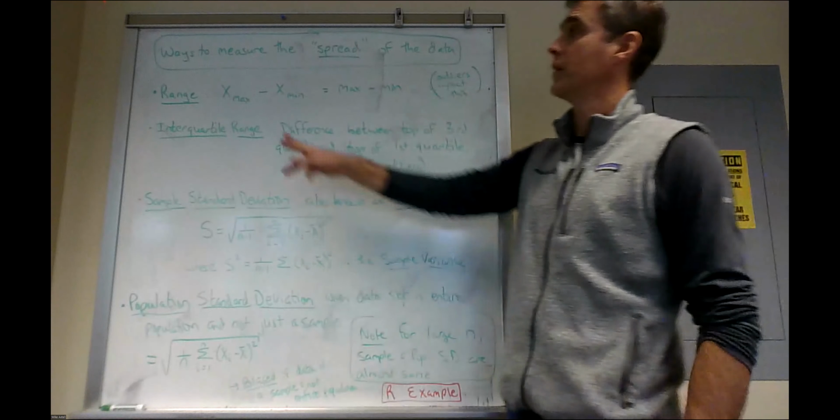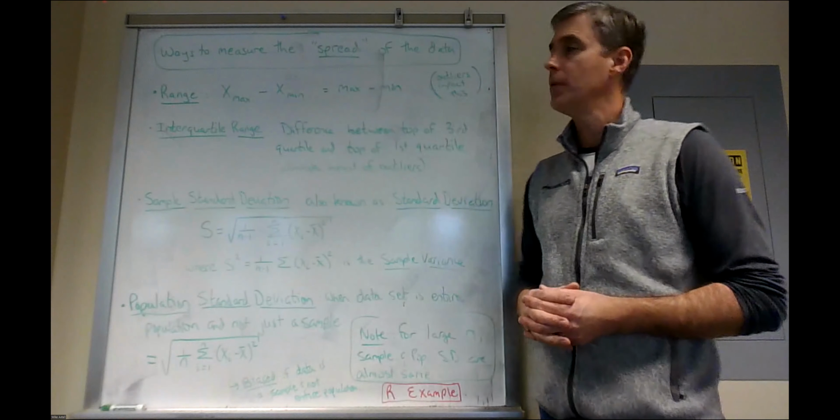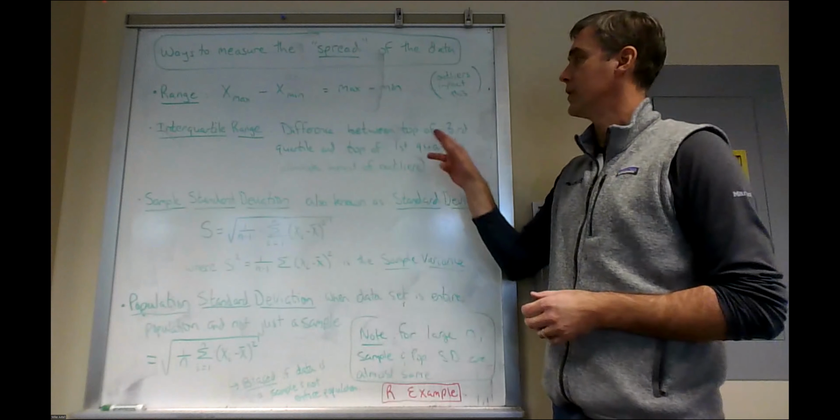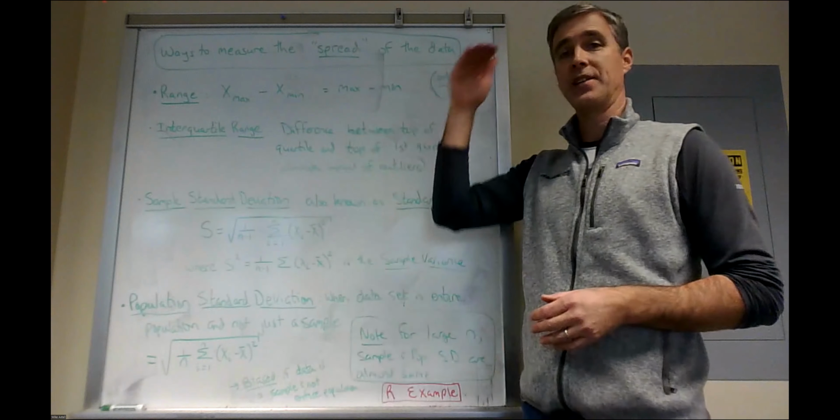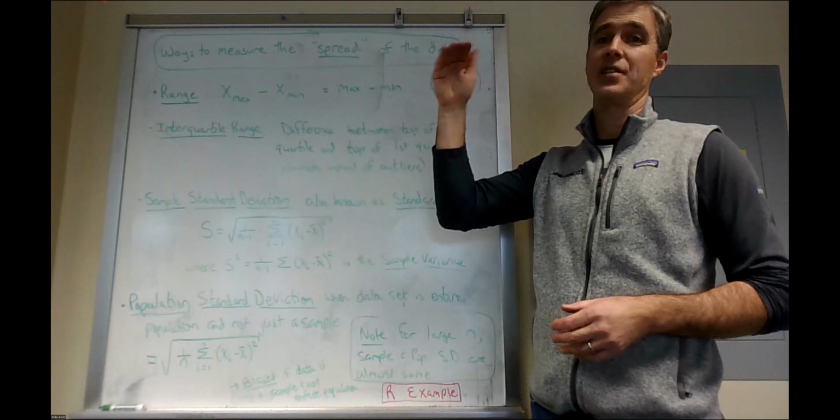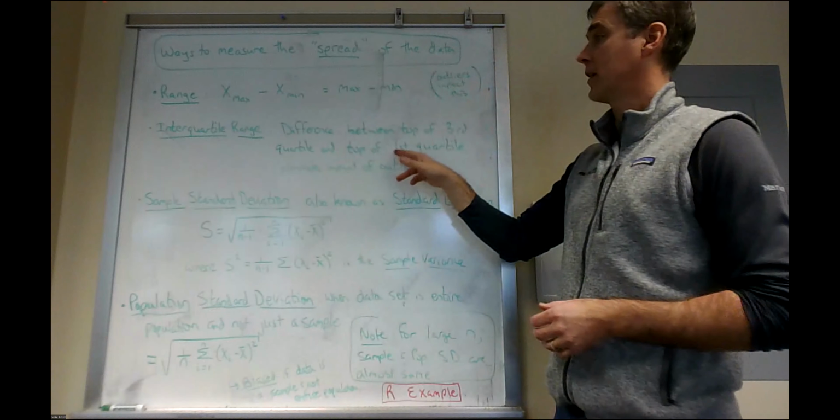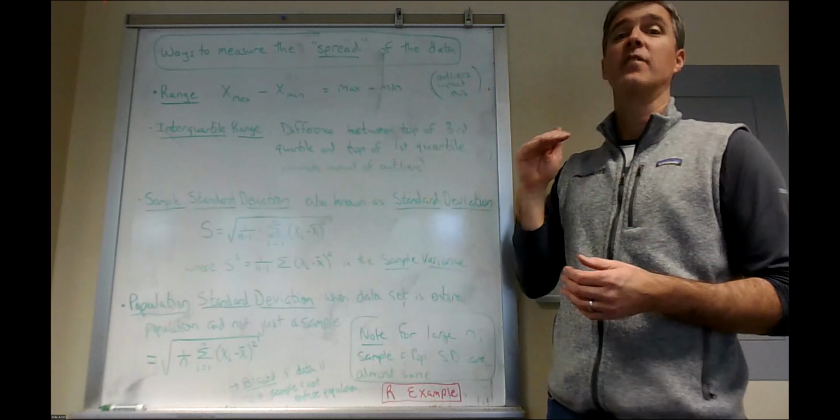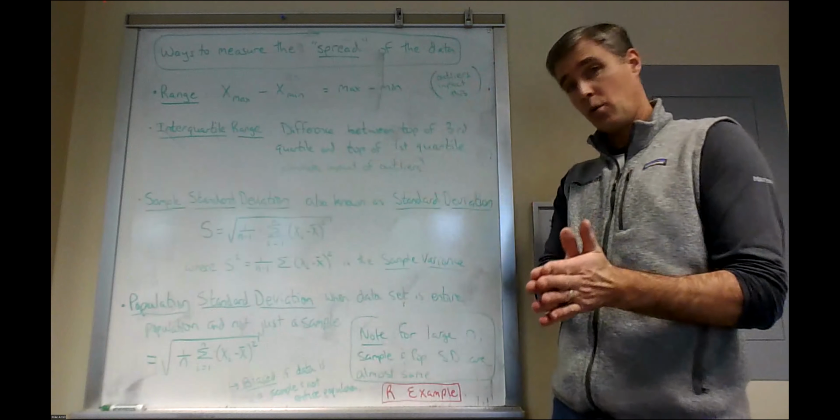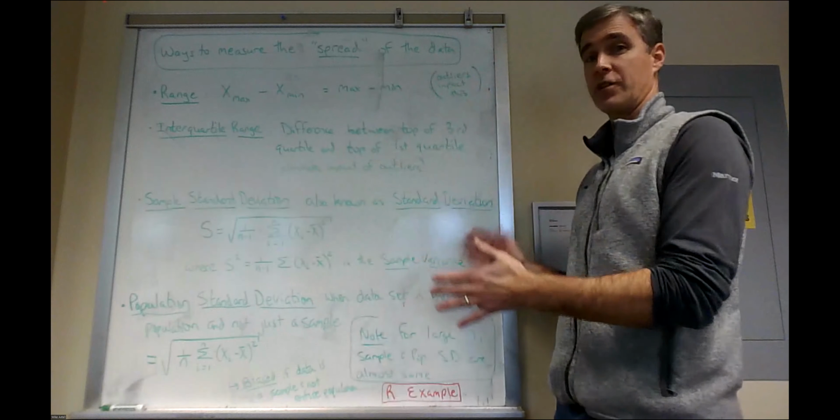I could take something called the interquartile range. So I could take the third quartile, the 75th percentile, and subtract from it the first quartile, the 25th percentile of the data. If I organize my data from smallest to largest, the median is the 50%. The median of the top half is the 75%. The median of the bottom half is the 25%. I could take that 75% minus the 25% and say that's my interquartile range.